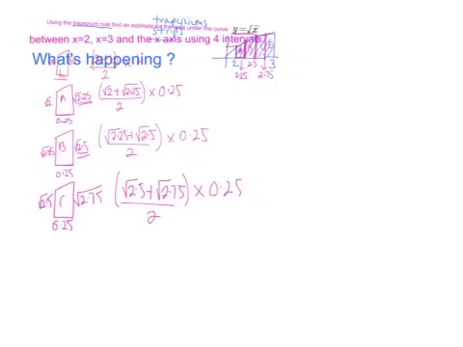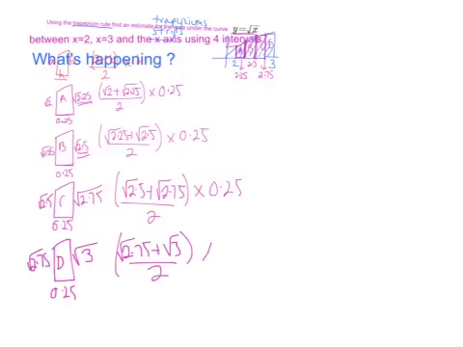So D is going to now be, let's do D, here comes D. So square root of 2.75, square root of 3, and this again is 0.25. So square root of 2.75 plus the square root of 3 over 2 times 0.25. Okay, let's just move these out the way a minute.